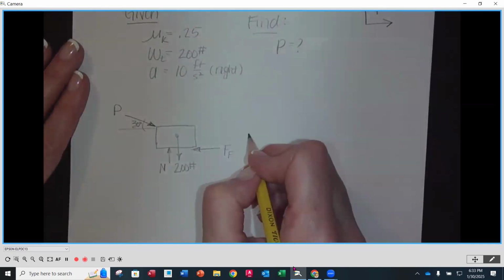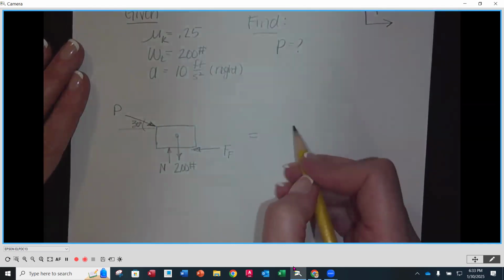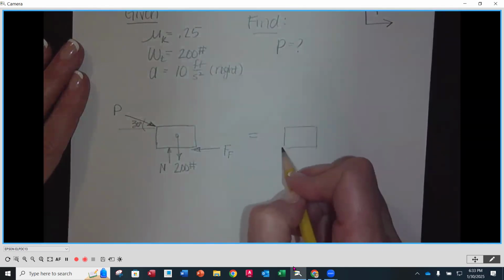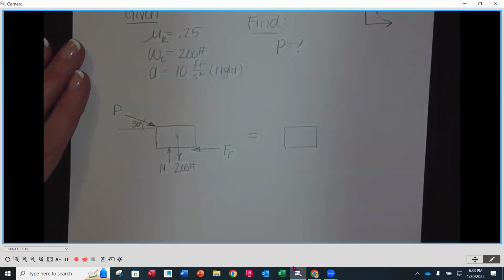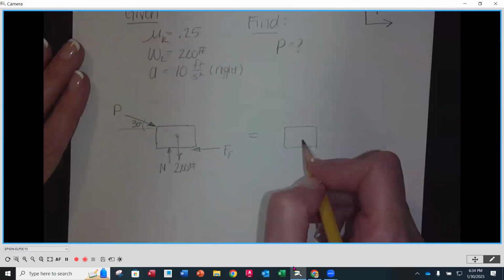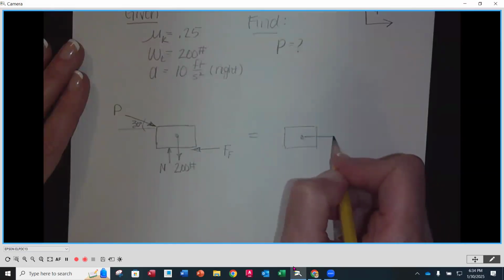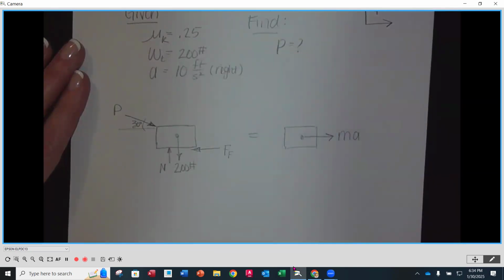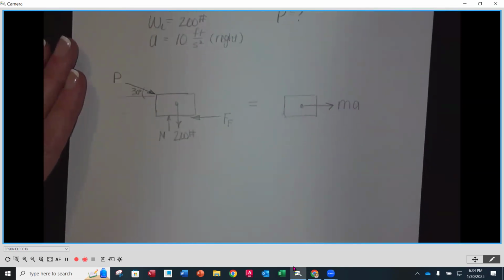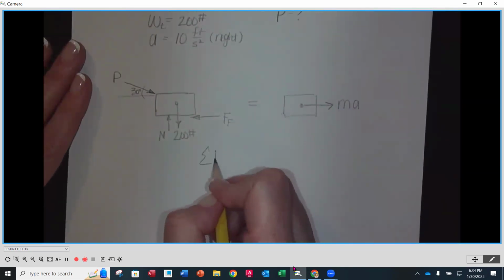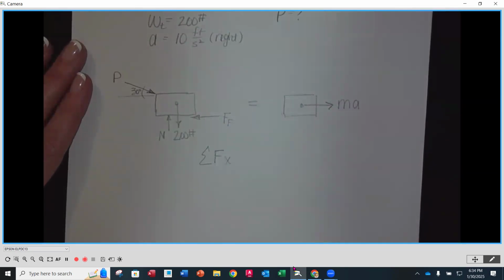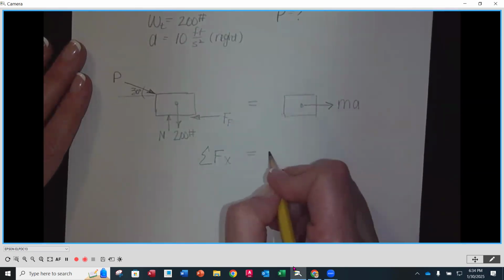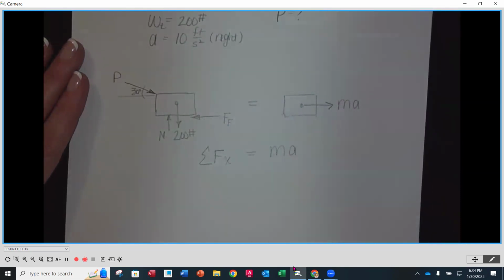Now, we're going to say equal to, and now we're going to redraw the same block, but now we're only going to add anything that has to do with the inertia things, so the mass and the acceleration. So we are going to say that mass times acceleration is going to be going over to the right, okay? Now, underneath, I'm going to write that same format that they had before. So this is sum of the forces in the x direction is equal to mass times acceleration, okay?